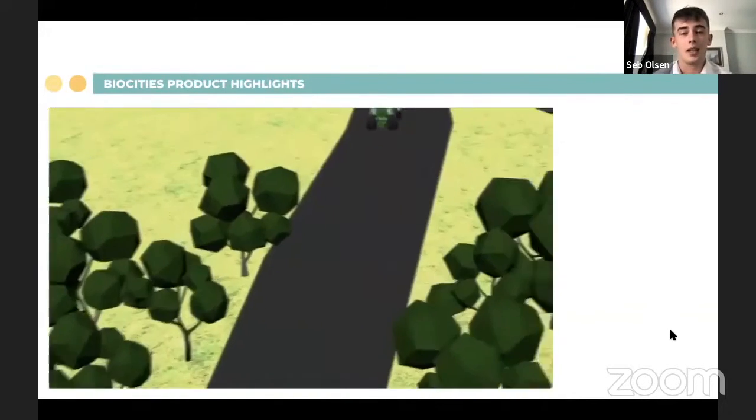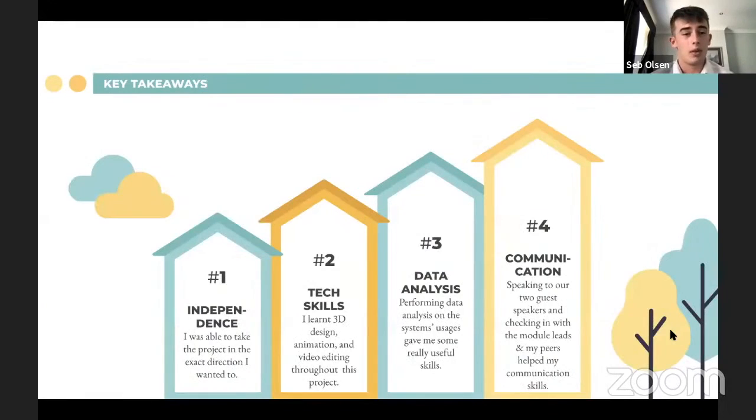Now, here are the key takeaways from this project. First up, independence. I was able to take this project in exactly the direction that I wanted to, allowing for a lot more freedom with the final product.